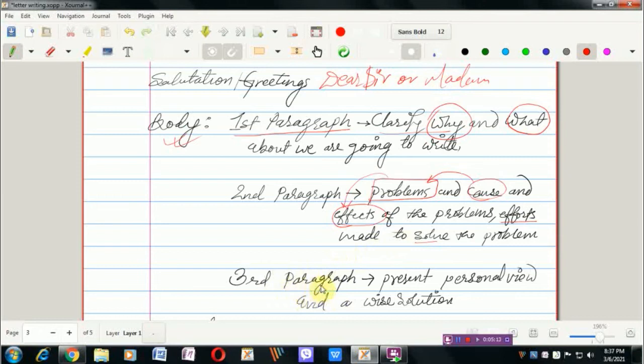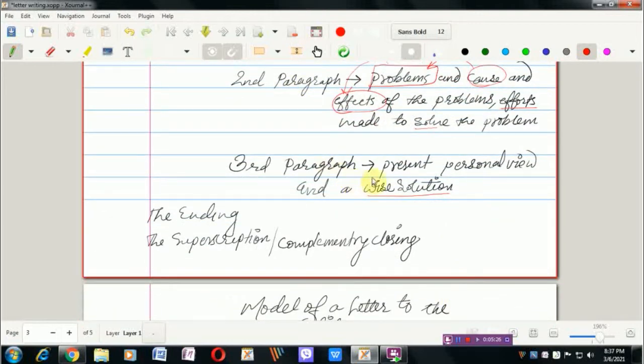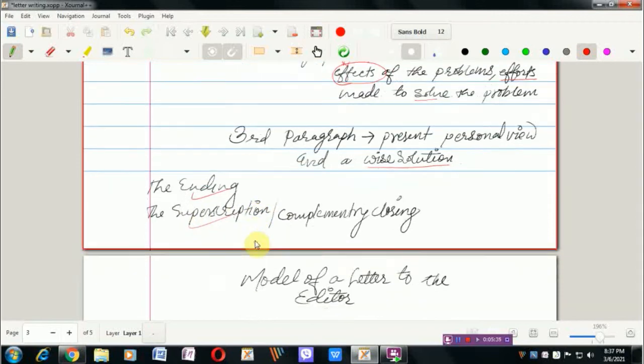In the third and last paragraph, you write your own personal view, and you give a wise solution. How can the problem be solved? You have to give your own opinion or solution. In this way you can write the body of the letter to the editor, and then comes the ending and superscription according to the format of the letter.